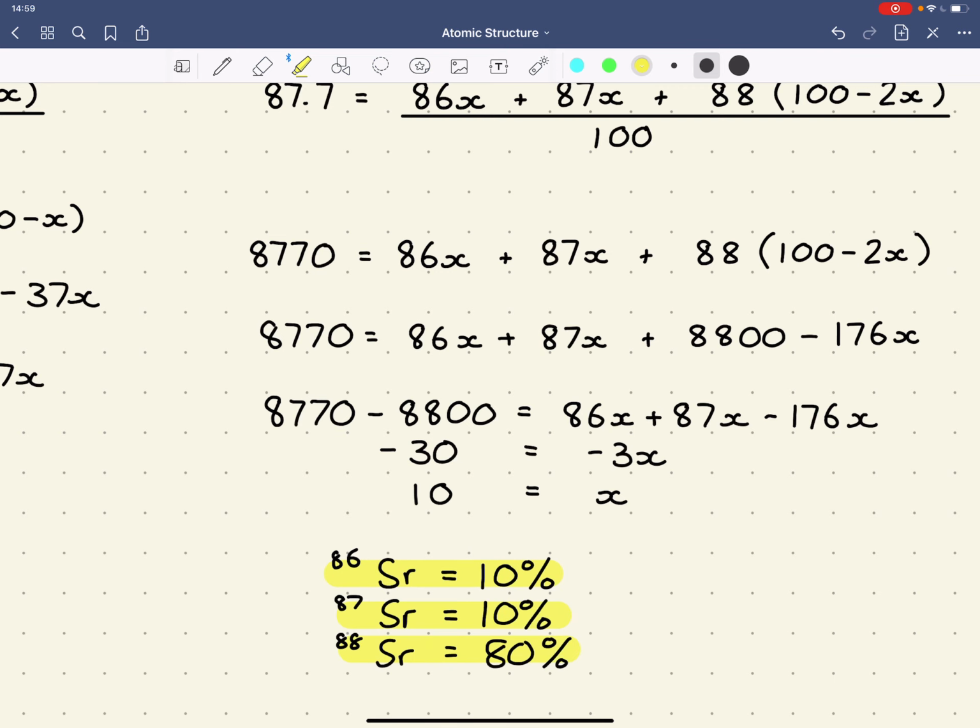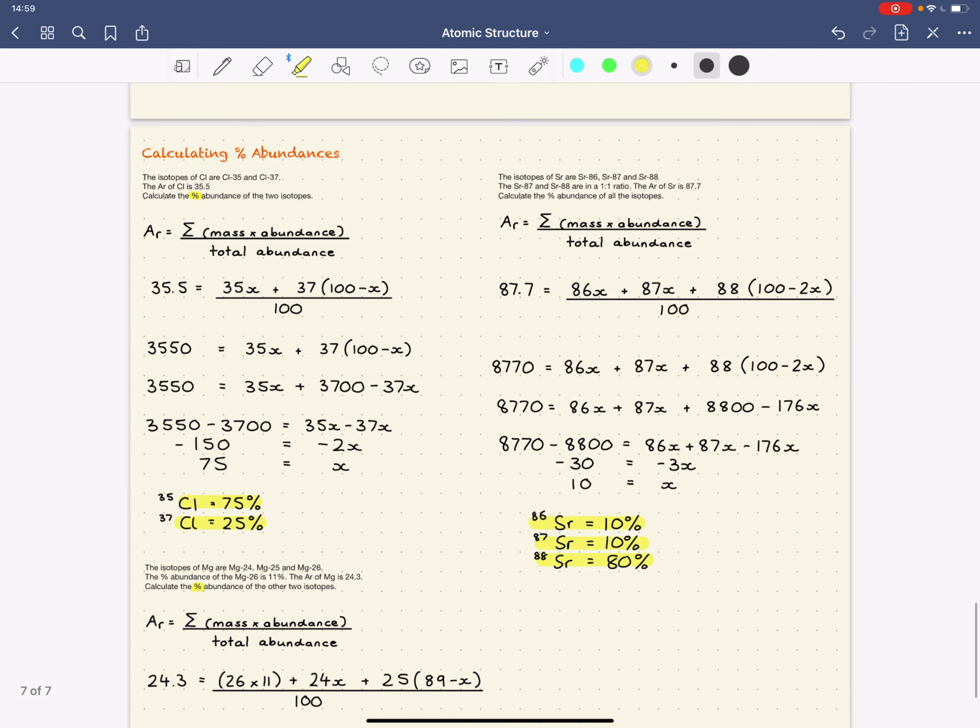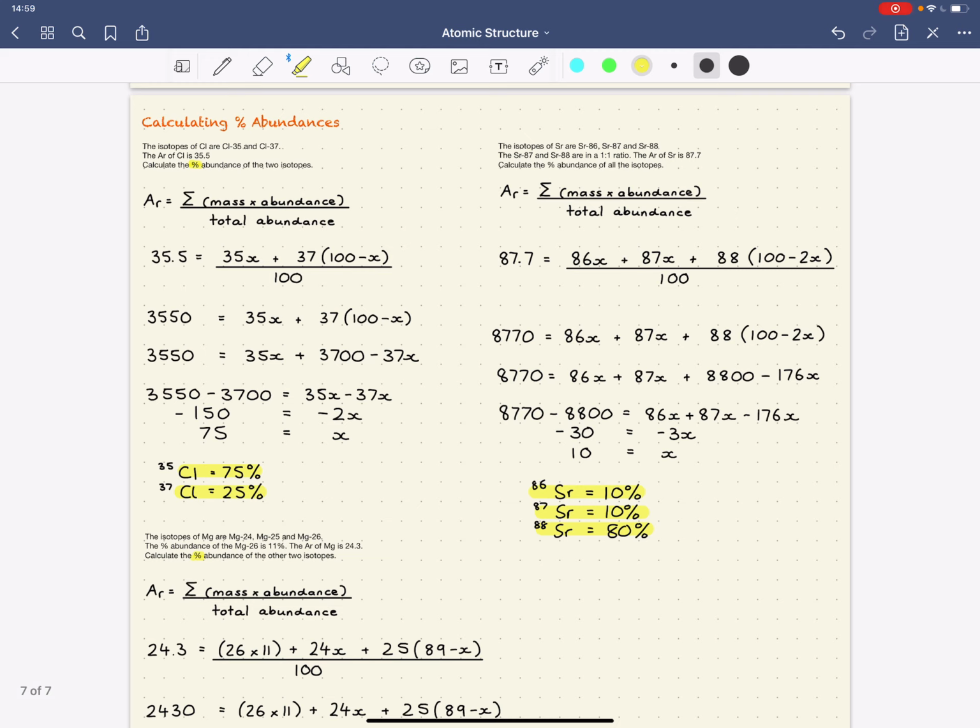Now, regarding calculations involving percentage abundances, if you can do these three, then you should be ready for anything that the exam throws up.